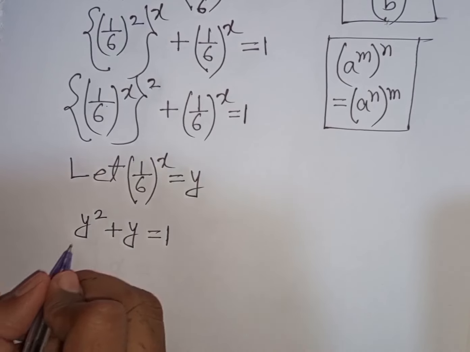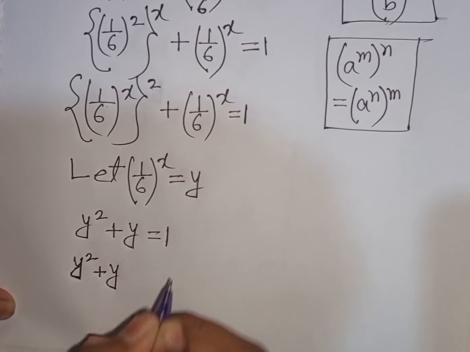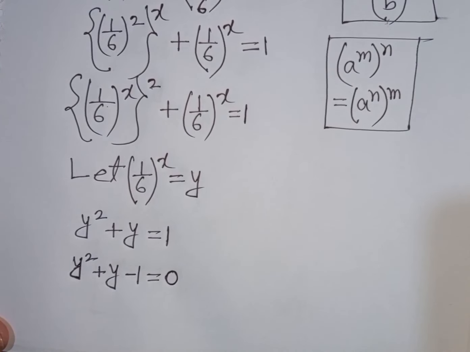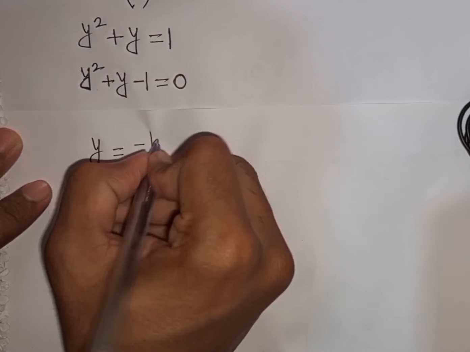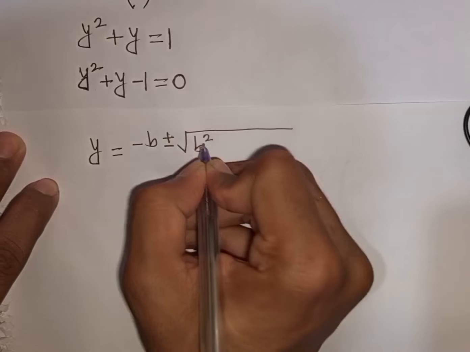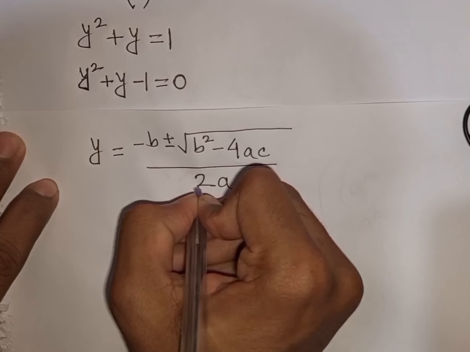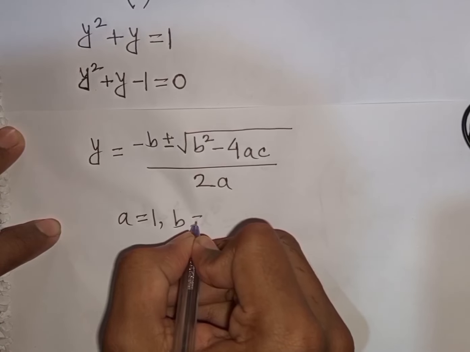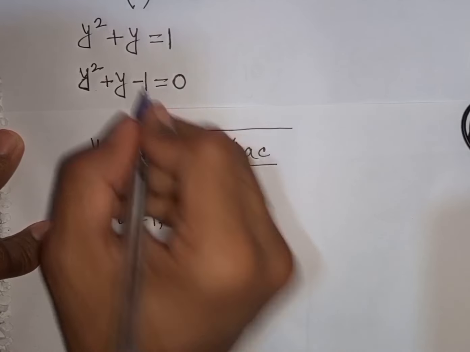Now we can write y squared plus y, then this plus 1 taken to the left side becomes minus 1, is equal to 0. Now here you can apply the quadratic formula. So you can write y is equal to minus b plus or minus square root of b squared minus 4ac, divided by 2a. Here a will be equal to 1, b will be equal to 1, and c will be equal to negative 1.